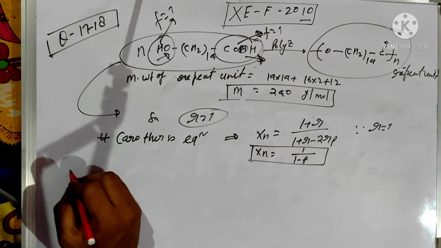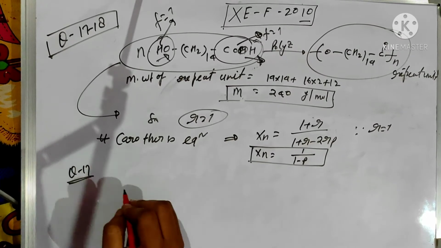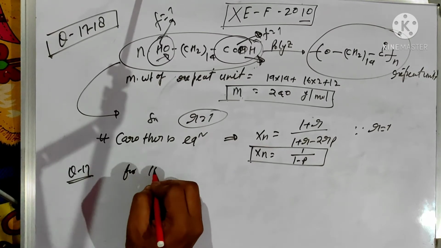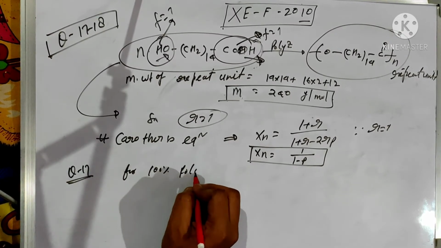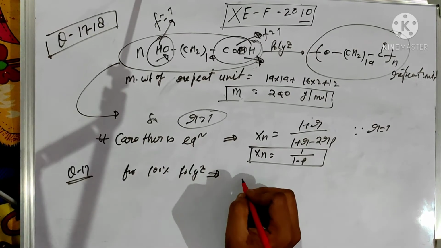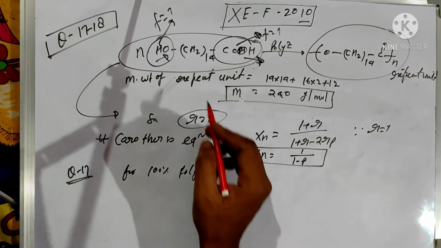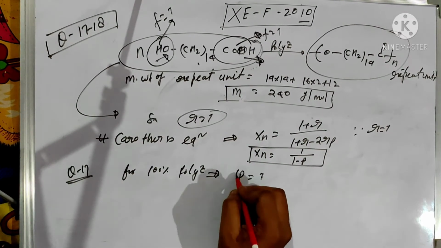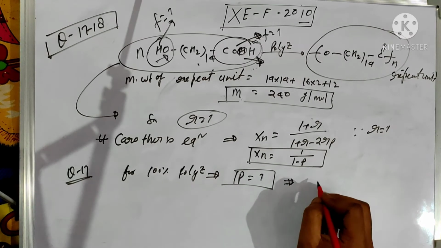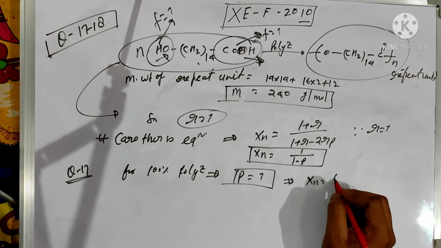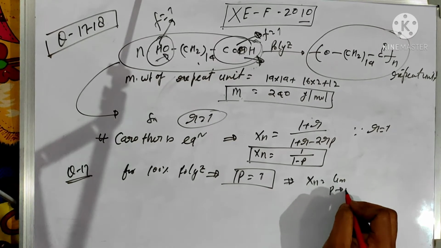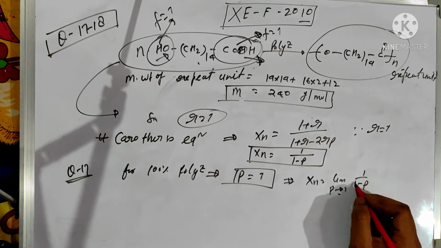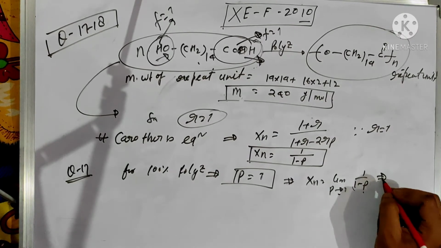In question number 17, given that for 100% polymerization, that means the total moles are converted into the polymer. So P is equal to 1. So now Xn is equal to the limit as P tends to 1 of 1 upon 1 minus P. When P tends to 1, the denominator becomes 0. So Xn tends to infinity.